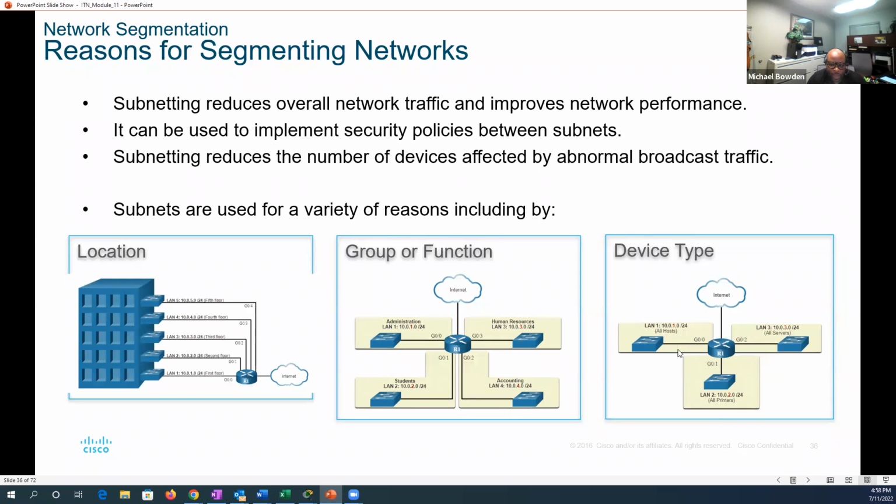And then you have where you can do it by device type, where you may have a server farm and you have a network for all the servers. Then you may have a printer network for all your printers. Then you have a network for all your regular hosts, your PCs, your laptops, anything of that nature, anything connected in.